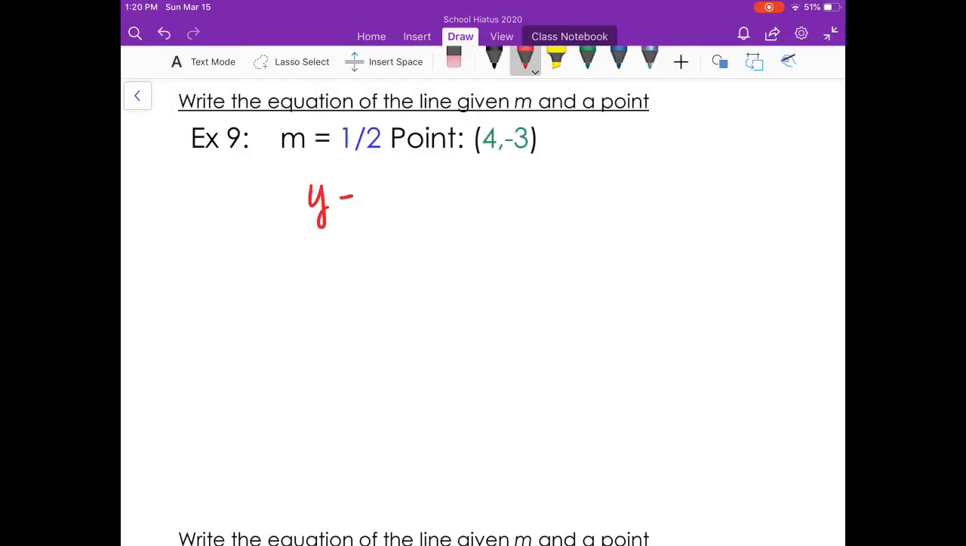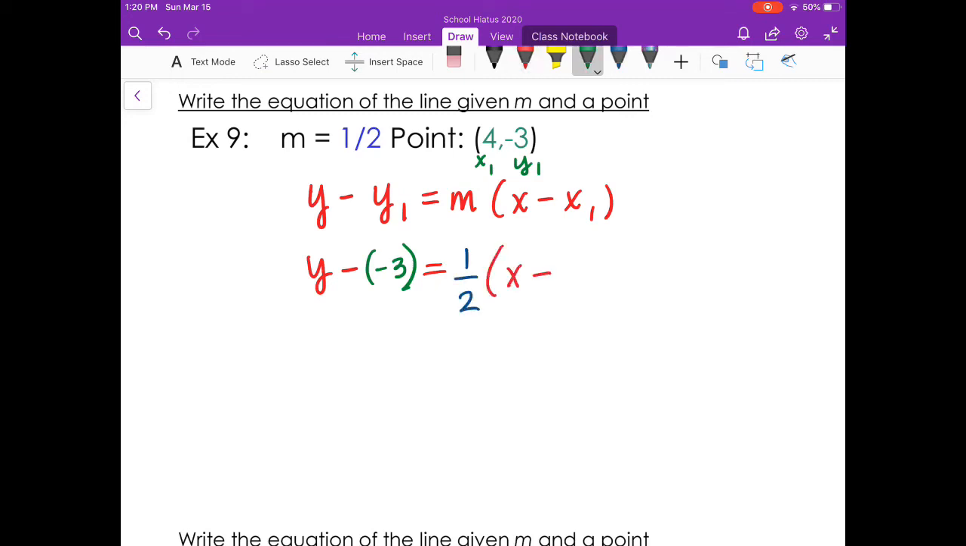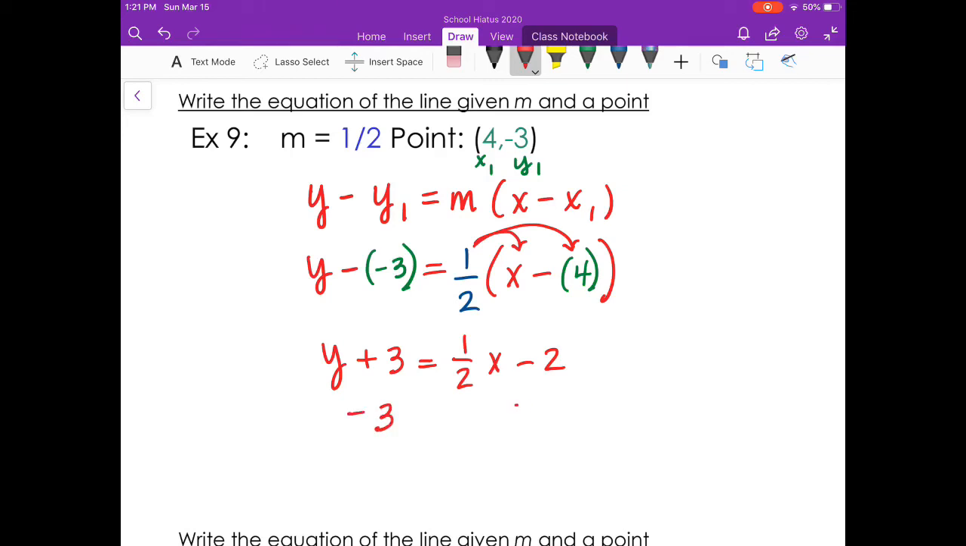I'm going to demonstrate this example using point-slope form. Y minus y1 equals m times x minus x1. We'll substitute the ordered pair x and y into the x1 and y1 positions in the equation. We'll also substitute the slope for m. Then we'll simplify and distribute 1/2 to get y plus 3 equals 1/2 x minus 2. Finally, we'll isolate y by subtracting 3 from both sides, getting the equation into the form y equals mx plus b, y equals 1/2 x minus 5.